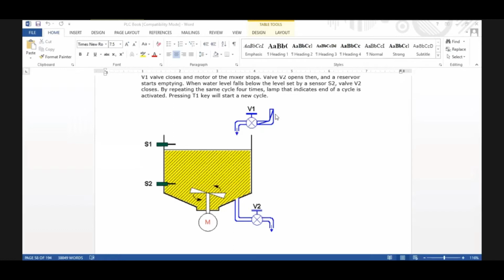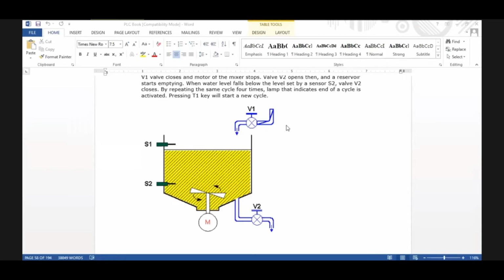The process is that when you press the start button, it's going to fill, and when it is full, you turn on the motor. I'm going to say that we turn on the motor for 10 seconds. Then after the motor agitates the fluid, it's going to open valve 2. And when we're at S2, valve 2 is going to close. And I want the process to start back over, and we want the process to run 5 times.